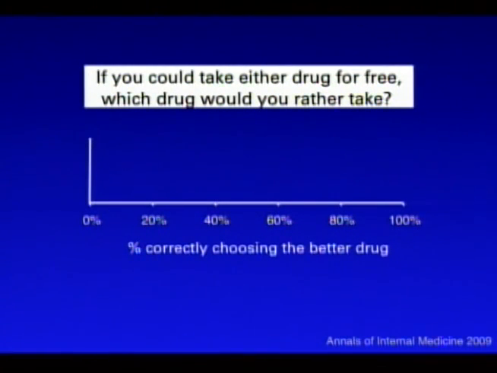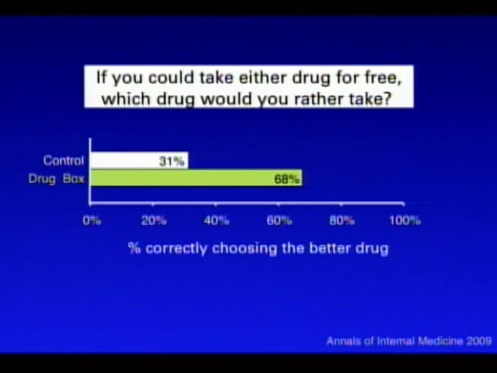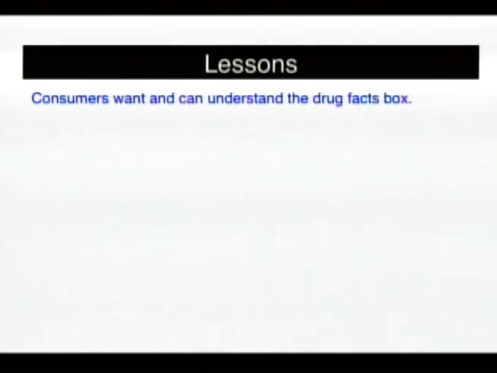And the primary outcome measure of the study was if you could take either drug for free, which would you rather take? In the control group, 31% of people chose the objectively better drug, but in the drug box group, more than twice, 68% chose the objectively better drug. So that was very impressive because it's a difficult task. So bottom line, consumers want and can understand the drug facts box.